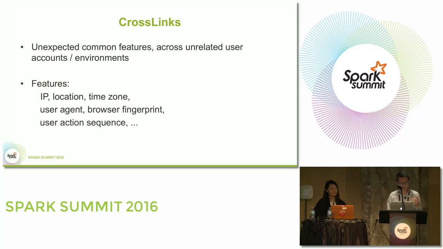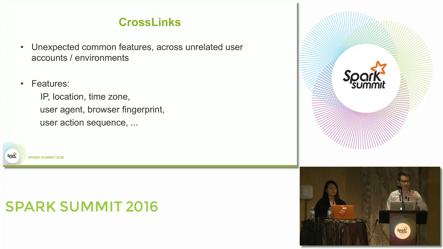One of the approaches that we at Salesforce are working on is what we call cross links. The basic idea behind this is pretty simple. We're basically looking for unexpected common things across environments or user accounts that should not have common things. So, say if we take a feature or combination of features of IP address and location, the same combination of that should not come from many different customer organizations. It should only come from one, right?